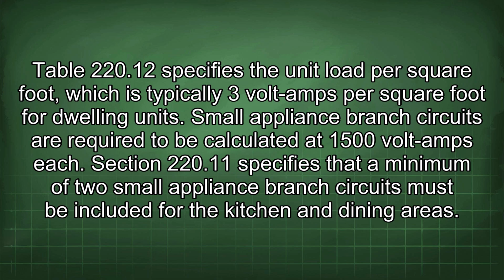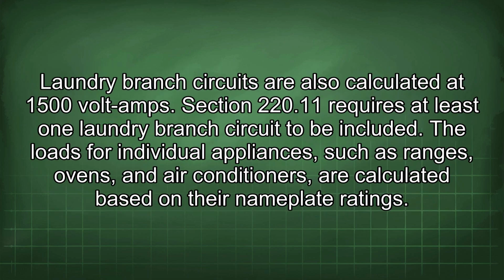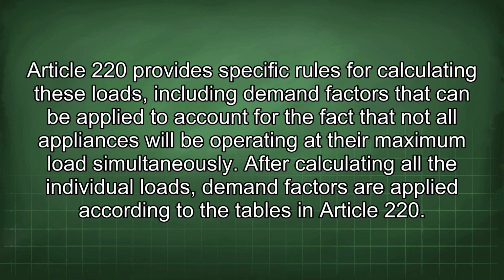Section 220.11 specifies that a minimum of 2 small appliance branch circuits must be included for the kitchen and dining areas. Laundry branch circuits are also calculated at 1500 volt-amps. Section 220.11 requires at least 1 laundry branch circuit to be included. The loads for individual appliances such as ranges, ovens, and air conditioners are calculated based on their nameplate ratings. Article 220 provides specific rules for calculating these loads, including demand factors that can be applied to account for the fact that not all appliances will be operating at their maximum load simultaneously.